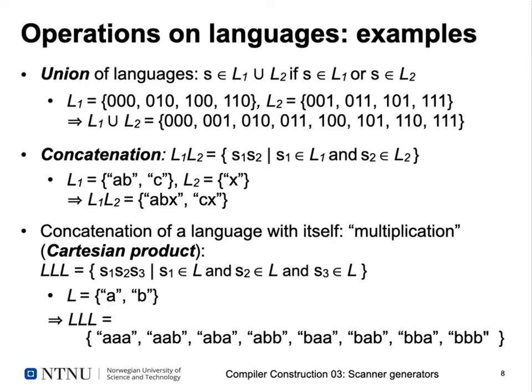First, for the union of languages, we have two languages L1 and L2 defined here. So L1 consists of the words 000, 010, 100, and 110. We've already seen this language. These are the even numbers in binary that are less than 8. And we have another language, 001, 011, 101, and triple ones. And as you can easily figure out, I think these are the odd numbers written as binary that are less than 8.